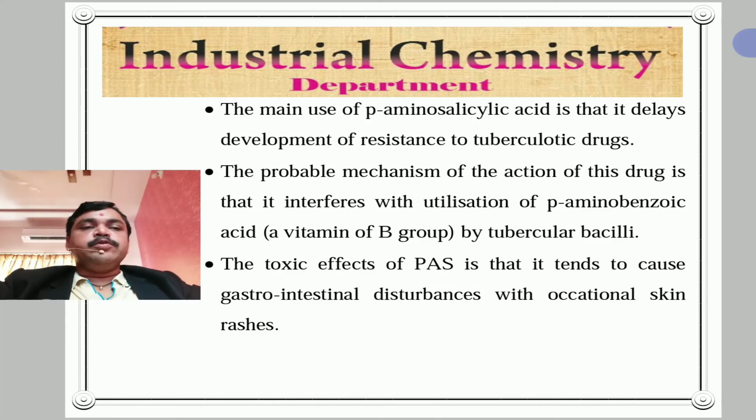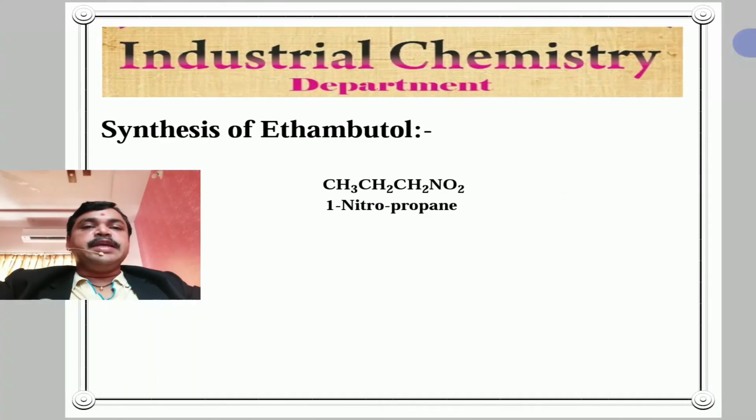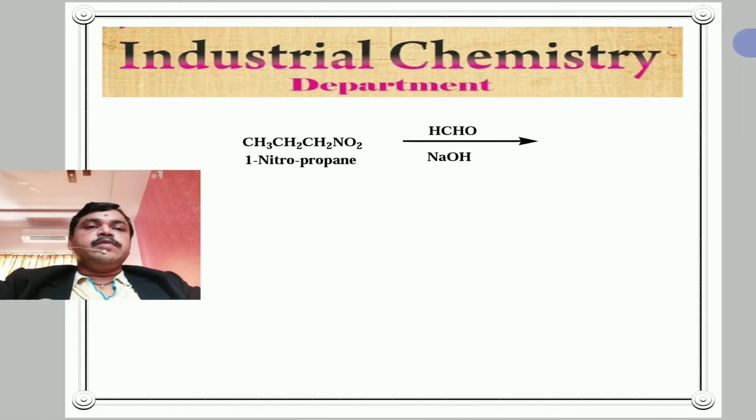According to our syllabus, the second compound is ethambutol. It is also known as an anti-TB drug. Ethambutol is prepared from 1-nitropropane. Here is the described structure of 1-nitropropane. This 1-nitropropane is treated with methanol, HCHO, methanal, in the presence of alkali, sodium hydroxide.